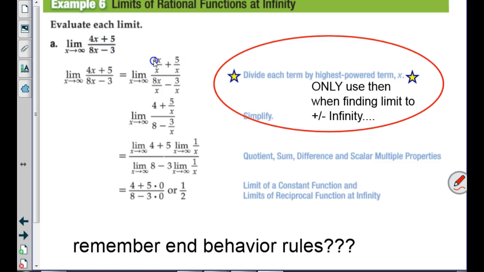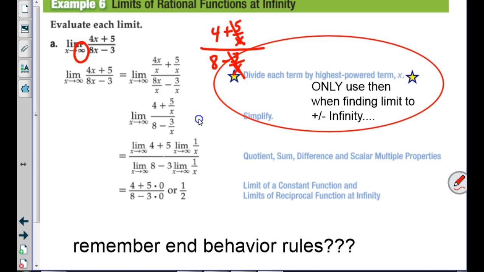So if I divide 4x by x, I just get a 4. If I divide 5 by x, I get 5 over x. On the bottom, I divide 8x by x, I just get 8, minus 3 over x. Now, why was that helpful at all? Well, if x is going towards infinity, this is going to approach 0, and this is going to approach 0. So we're left with 4 over 8, which is leading coefficient over leading coefficient.